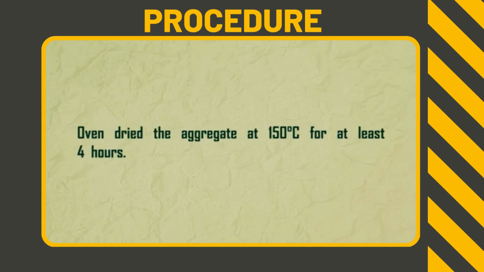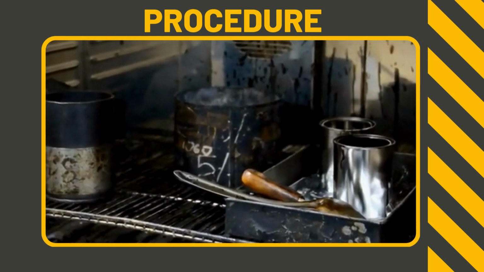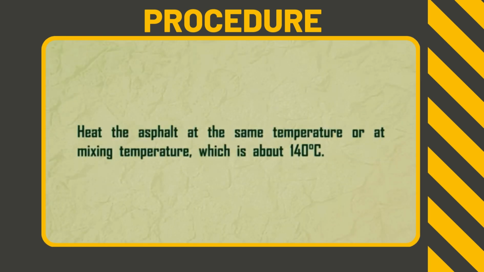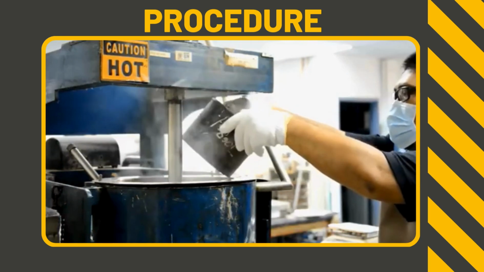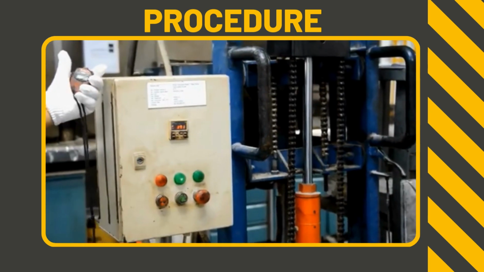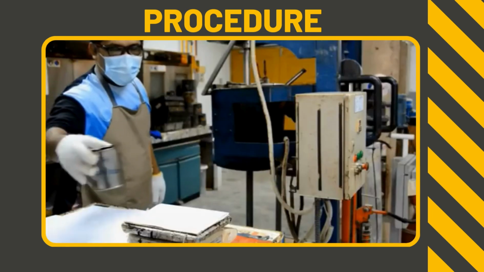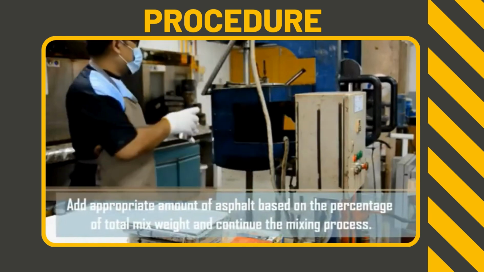Oven dry the aggregate at 150 degrees Celsius for at least 4 hours. Heat the asphalt at the same temperature, or at mixing temperature, which is about 140 degrees Celsius. Place the heated aggregate into the mixer, and blend dry for 1 to 2 minutes. Add appropriate amount of asphalt, based on the percentage of total mix weight, and continue the mixing process.